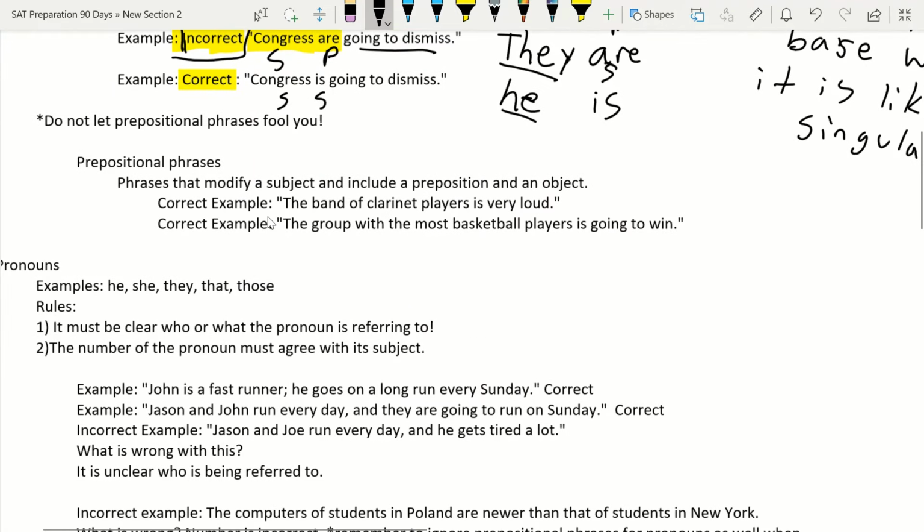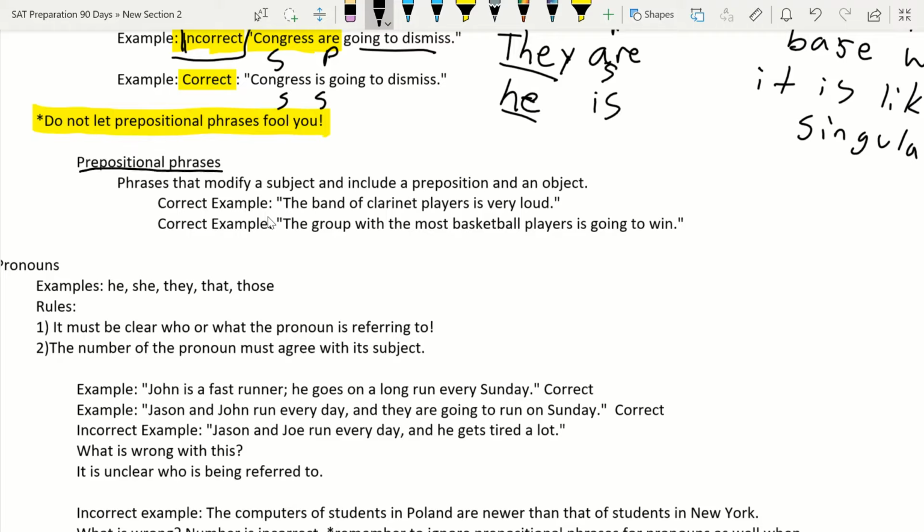All right, don't let prepositional phrases fool you. This is very important. On the SAT, they will include prepositional phrases after your subject. What that can do is throw you off when matching your subject and your verb in number. If they're singular, you want to make sure that they're both singular. If the subject's plural, you want to make sure that your verb is plural as well.